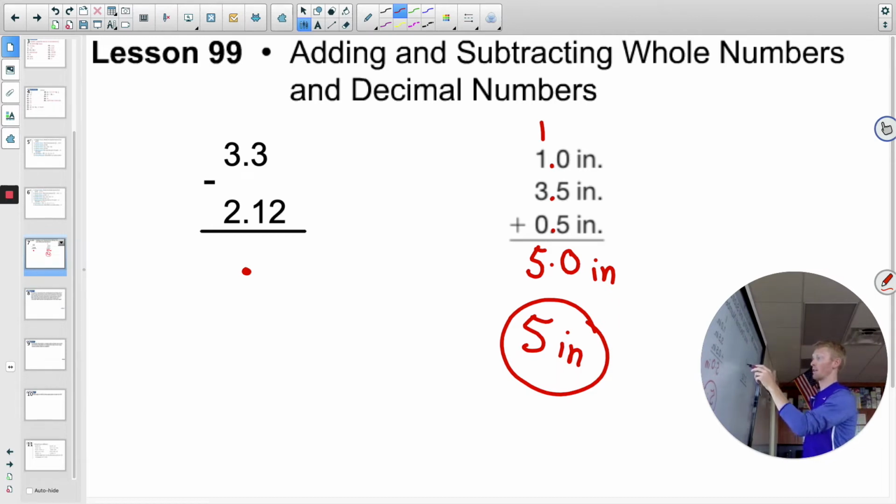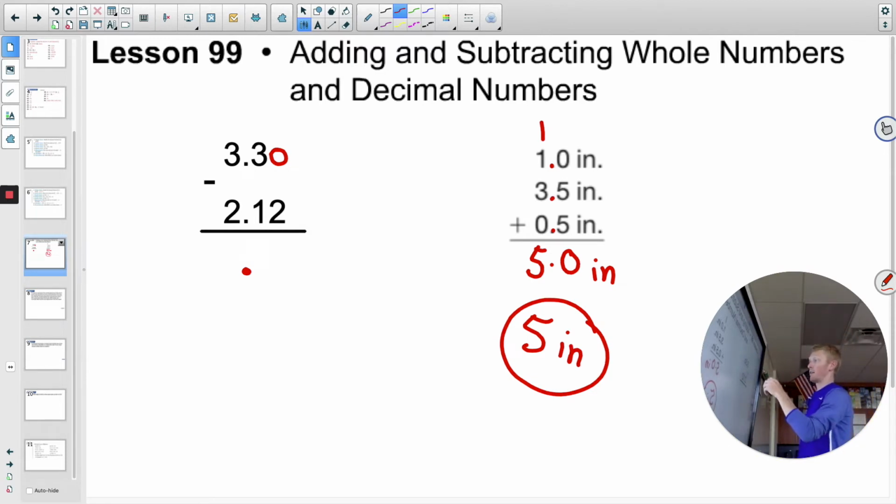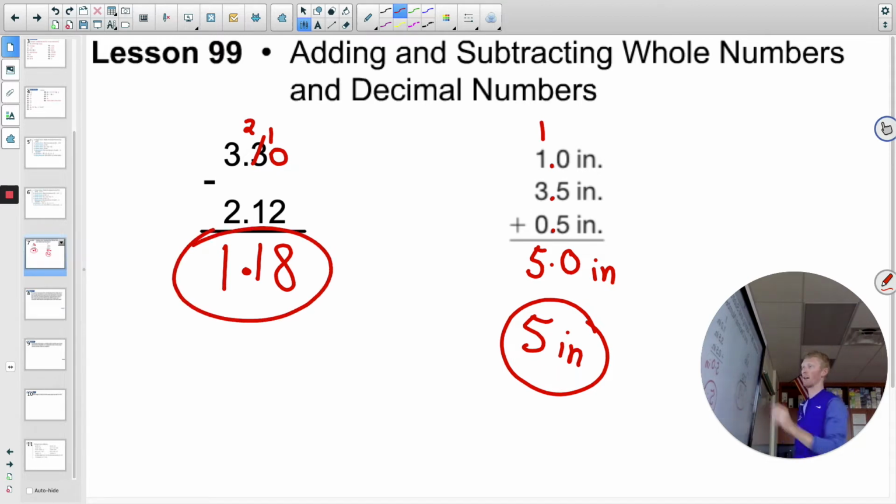So I have nothing here, but I have a 2 here. So what I'm going to do is I'm just going to change that to a 0 because it doesn't change the value of my decimal at all. 3.3 is the same as 3.30. Now I can borrow. Change that to a 2, and that becomes a 10. All right, so now I have 10 minus 2, that gives me 8. 2 minus 1 gives me 1. 3 minus 2 gives me 1. So my answer here would be 1.18, and that's how I subtract and add decimals and whole numbers.